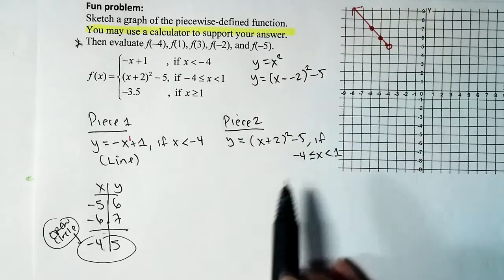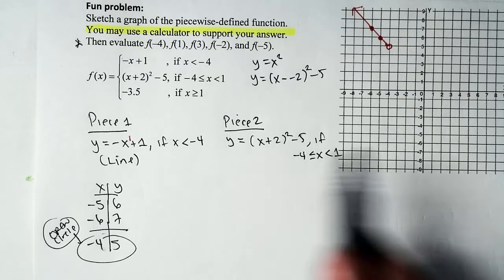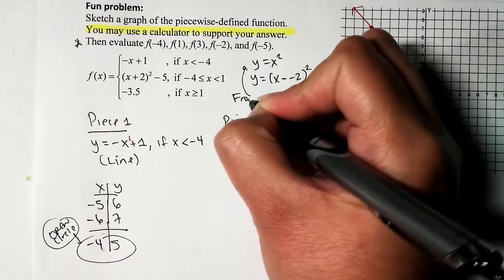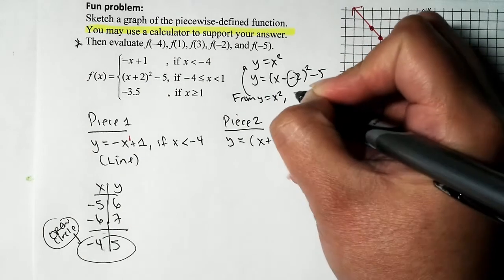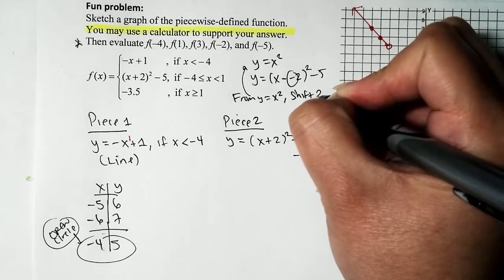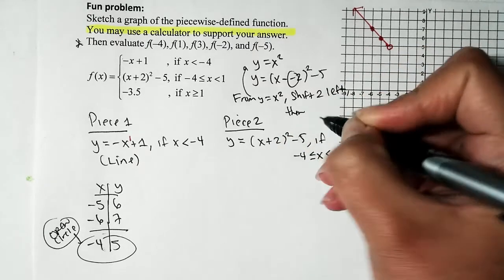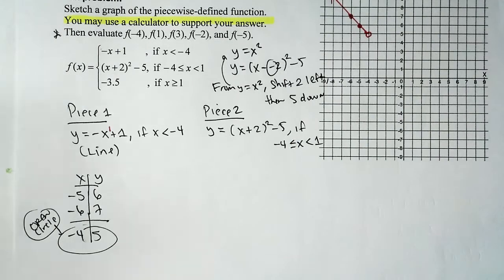Okay, subtracting negative 2 is the same as adding 2, so we're good. So from the graph of y equals x squared, we're going to shift 2 left, then 5 down. Okay, why? Because we're subtracting 5.